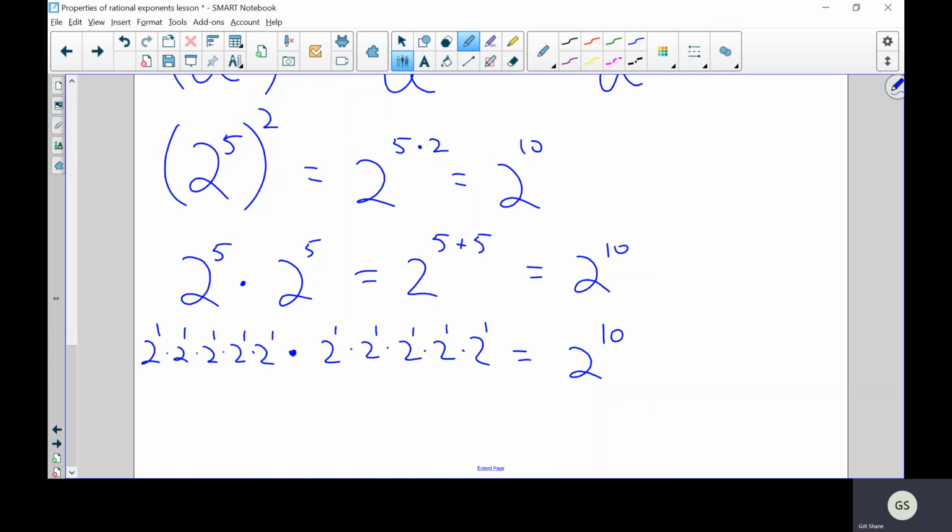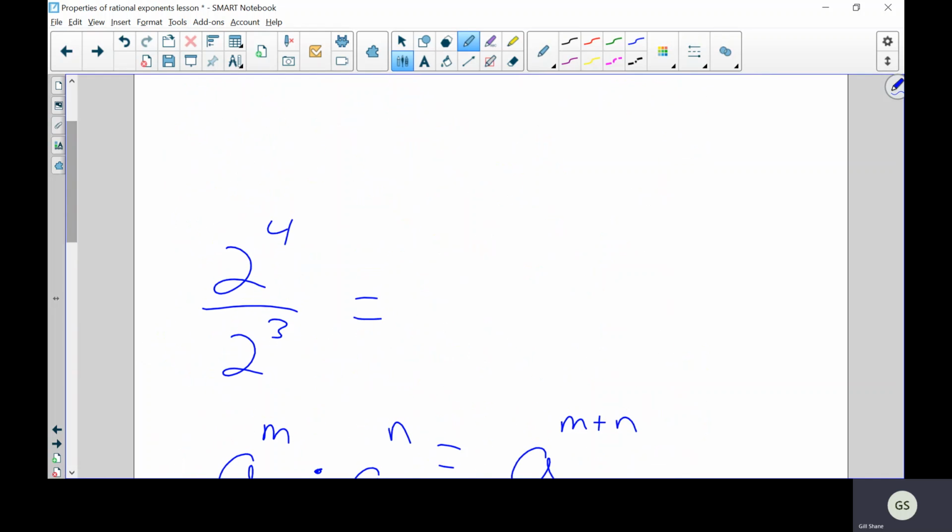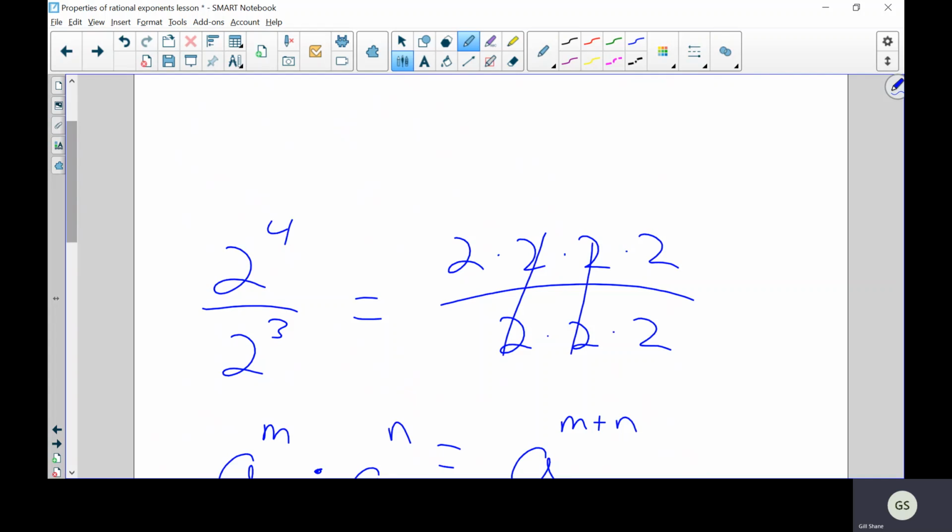So you'll notice we got the same answer every time. If you just remember the product rule, you can actually use the product rule to solve every single problem. We used it to solve this because we just broke it down into this and we said, okay, well, I know in the product rule, I just add those two together. We use it to solve the quotient rule because we said, okay, well, if I have two numbers over each other, that's really just 2 times 2 times 2 times 2 over 2 times 2 times 2. Well, now I can cancel out these, so I'm left with 2 to the first power. Well, that's what 4 subtract 3 is, 2 to the first power.